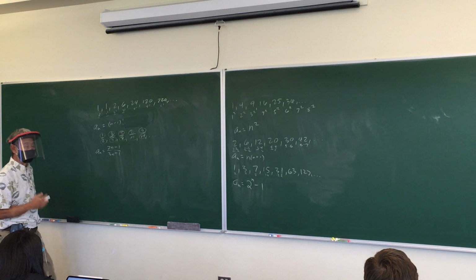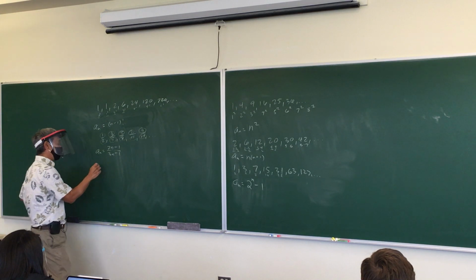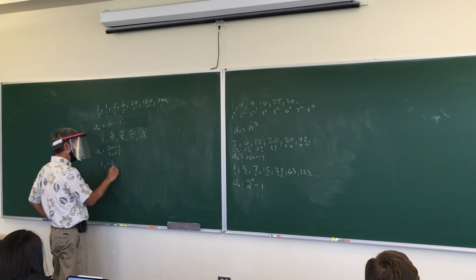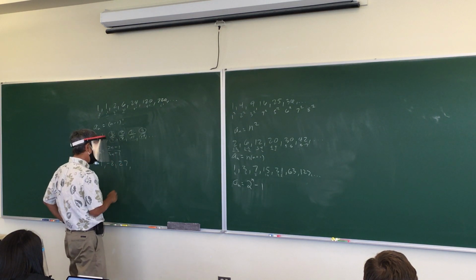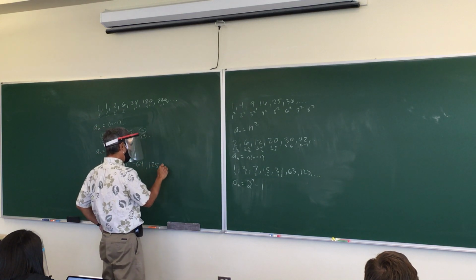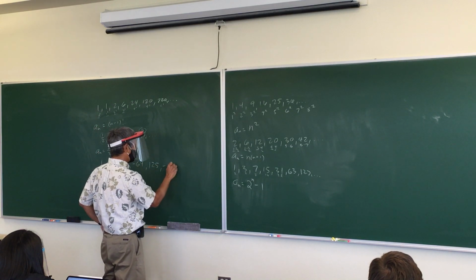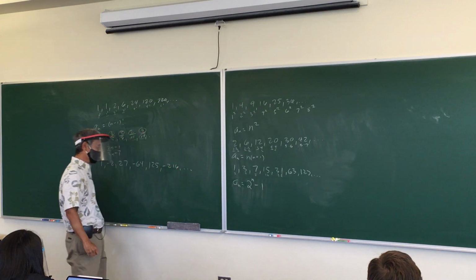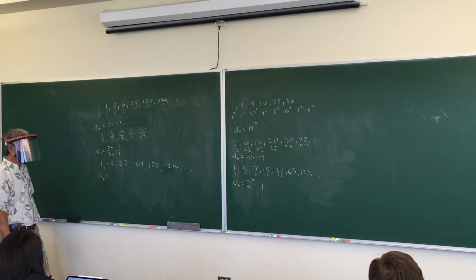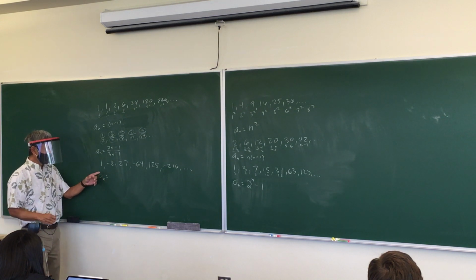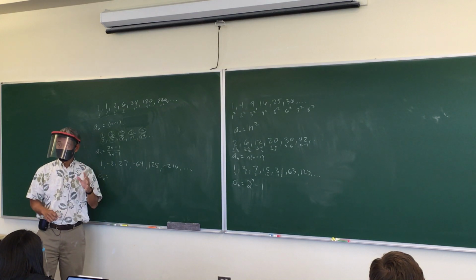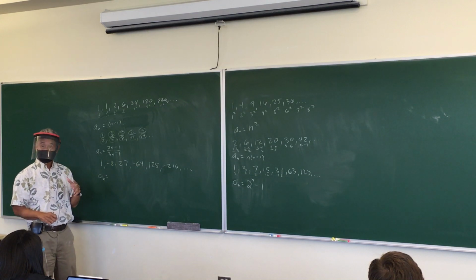Okay, I'll think of one. How about 1, -8, positive 27, negative 64, positive 125, dot. And what the heck, negative 216, dot. What's the first thing you notice about this sequence? It goes positive, negative, positive, negative, positive, negative. We call that alternating. So this is an alternating sequence.